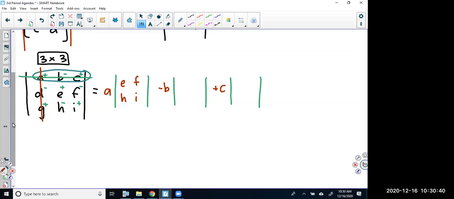And what about the plus or minus? No. The plus or minus only is for the first 3 that you pick out. Okay, then next to the B, we're going to pretend that the B column doesn't exist. So the 4 elements that are left are D, F, G, I.